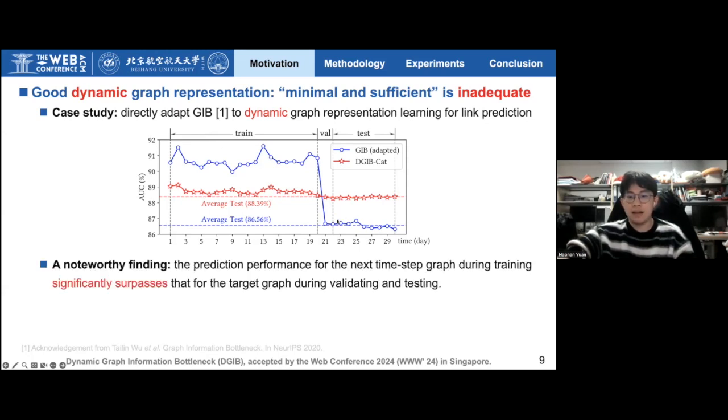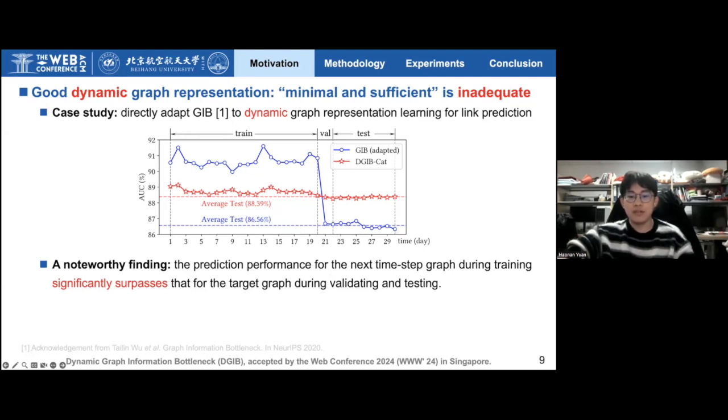The dynamic dataset adopted has a time granularity of days. The first 20 days of data are used for training, and the last 10 days of data are used for validation and testing. So from the results, we have a noteworthy finding: the prediction performance for the next time step graph during the training significantly surpasses that for the target graph during the validation and testing stages. So this shows that directly adapting GIB can better capture the spatial temporal correlation between data in the training stage, and make better predictions for link prediction in the next time slice.